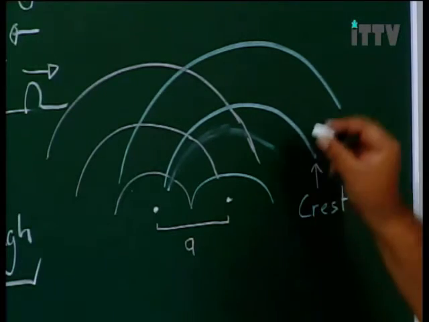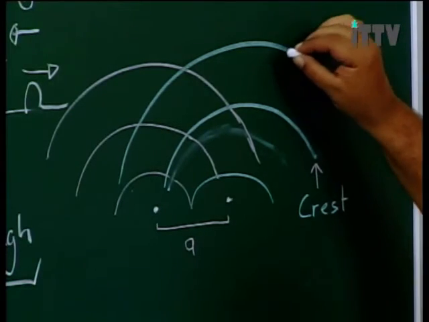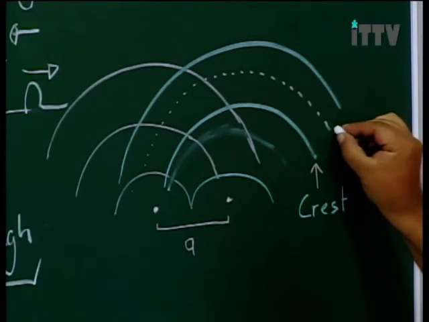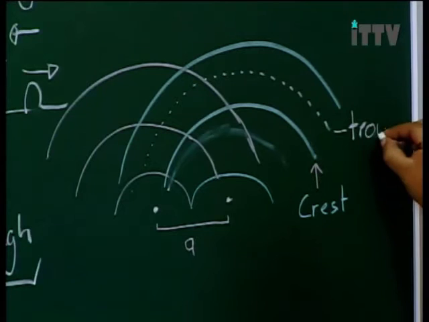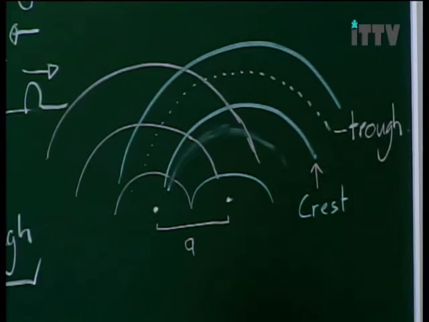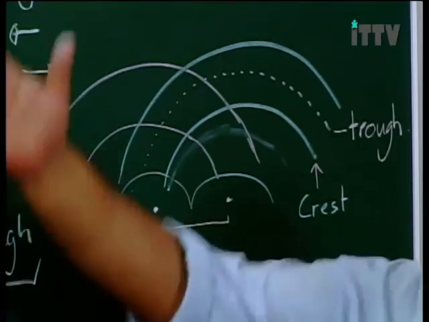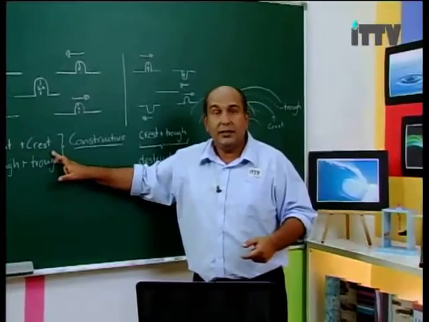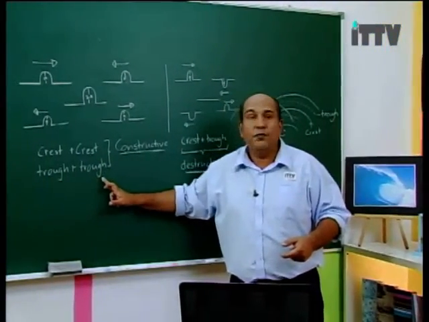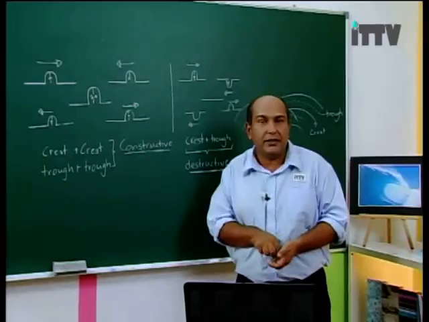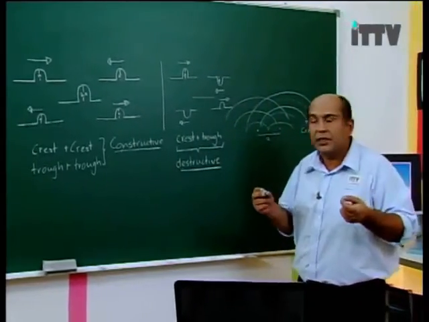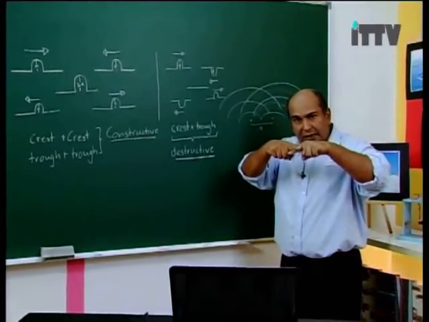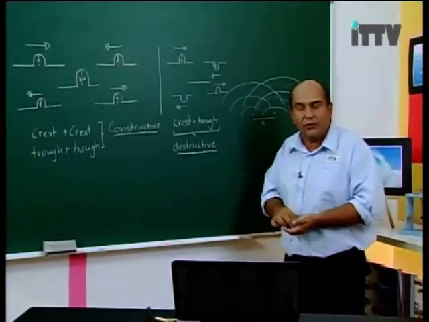In between our crests, we've got one crest here and another crest here. There must be an area for the trough. So this is the trough. Now, as we already understand from what we've done just now, if I get a crest and a crest, or a trough and a trough, I'm going to get constructive interference. Now let's identify some places where we have this. We're looking for crests overlapping with crests or troughs overlapping with troughs.